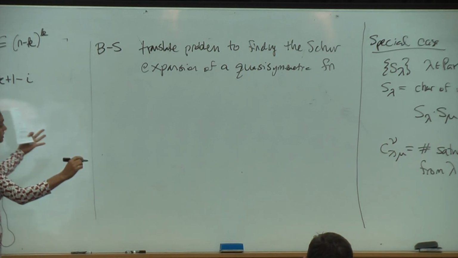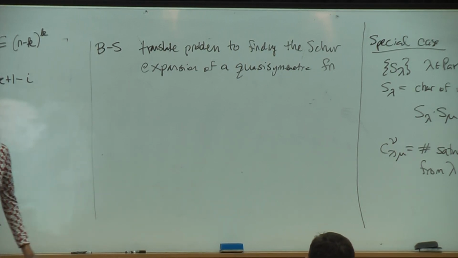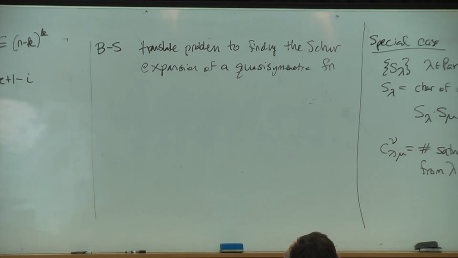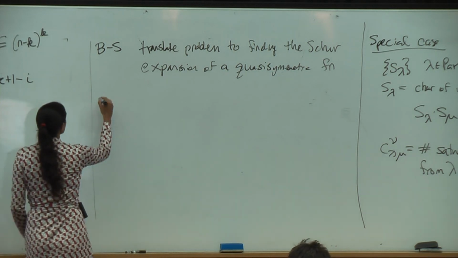So they basically translated the problem and said, if you want to know what these coefficients are, then all you have to do is take this quasi-symmetric function that I'll give you and figure out what its Schur expansion is. That's a classic problem in symmetric functions. You're given a function, you hope it's symmetric, and if it is, you want to find its Schur coefficients. So they have a specific thing there.